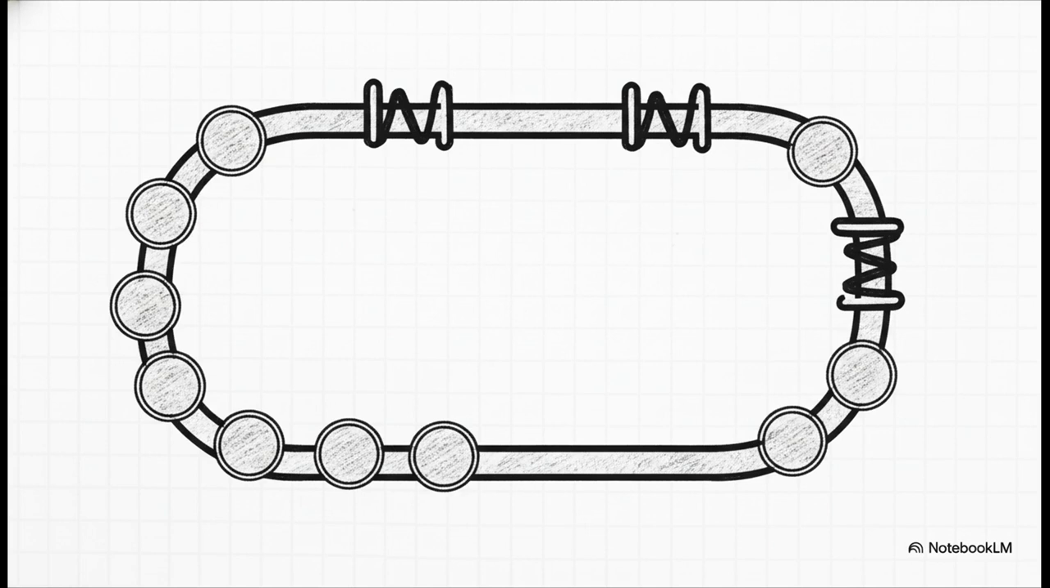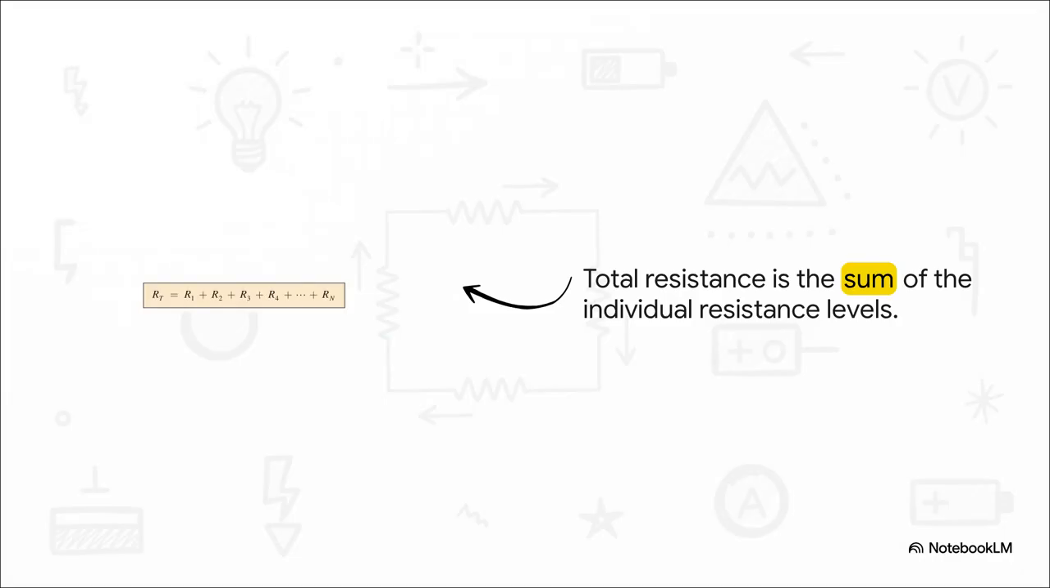And because of that, the amount of current, the flow, has to be exactly the same at every single point along that path. It just has to be. And you're going to love how easy it is to calculate the total resistance. You literally just add them up. If you have a 10 ohm resistor followed by a 30 ohm resistor in series, your total resistance is 40 ohms.